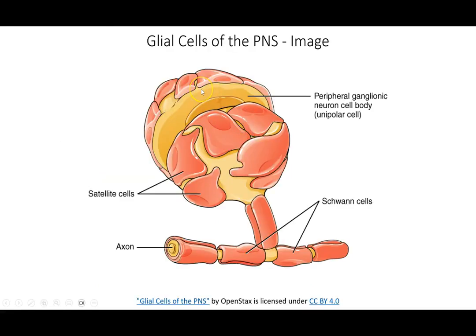So here's that graphic of our glial cells in the peripheral nervous system. If this right here is a peripheral ganglion, so the neuron cell body of a unipolar cell, here's satellite cells, so just basic support. And then a Schwann cell will find part of that axon, wrap itself around, and make the myelin around just that one section of the axon.